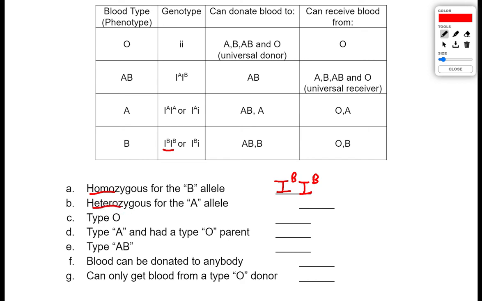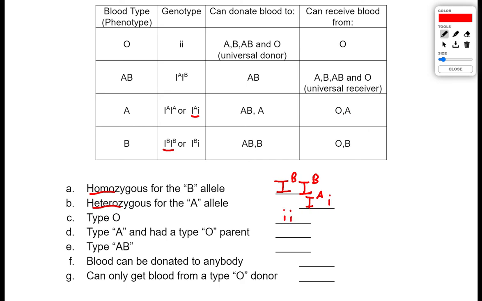The next one, letter B, is heterozygous for A. You might remember that the word hetero means different. So I go to phenotype A and look at my 2 genotypes. I look at which one is different, and that would be this one here: I^A and then little i. Again, this is a dominant recessive situation. The big A is dominant over the recessive i. Blood type O, there is only one type for blood type O. We know the genotype is going to be ii.